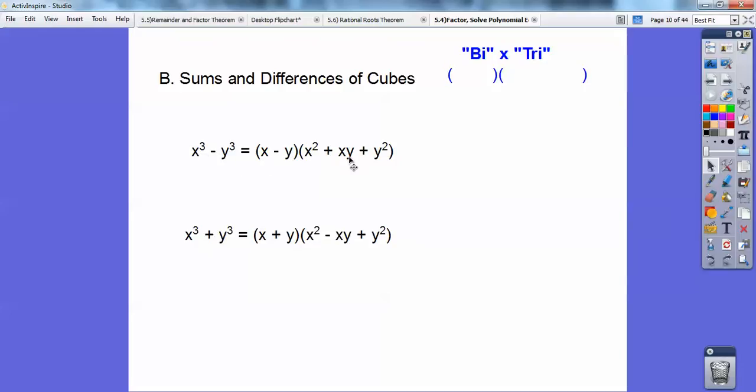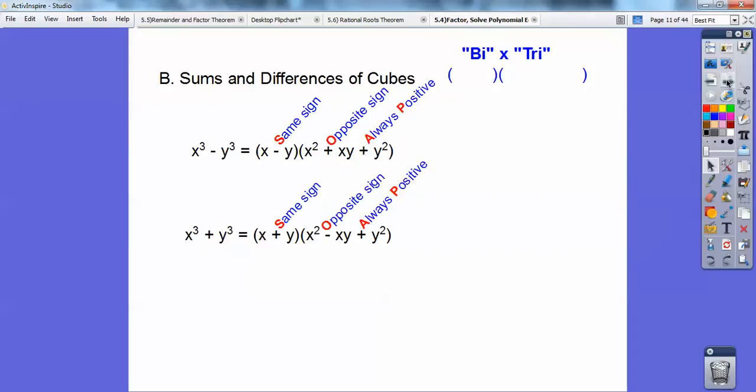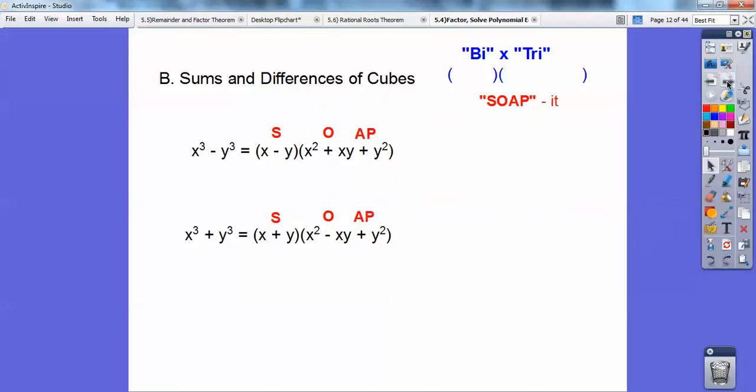Now this trinomial, this is how I remember it, you guys. First of all, remember it's a binomial times a trinomial when you have the difference of cubes or the sum of cubes. When you have a binomial times a trinomial, I go through and do the signs: same sign, opposite sign, always positive. Same sign as this one. So if that's a plus, this is a plus, this is the opposite sign, and this one's always positive. So I say a bi times a tri, then I SOAP it with the signs: same sign, opposite sign, always positive.